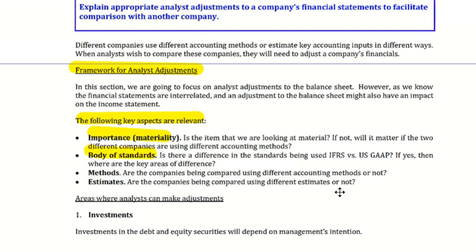We look at the different body of standards. Are we using IFRS or US GAAP? Methods. Are the companies being compared, I'm comparing two companies, one to the other, are they using different accounting methods? And estimates. Remember, what are estimates that we talk about? Estimates are things like depreciation.